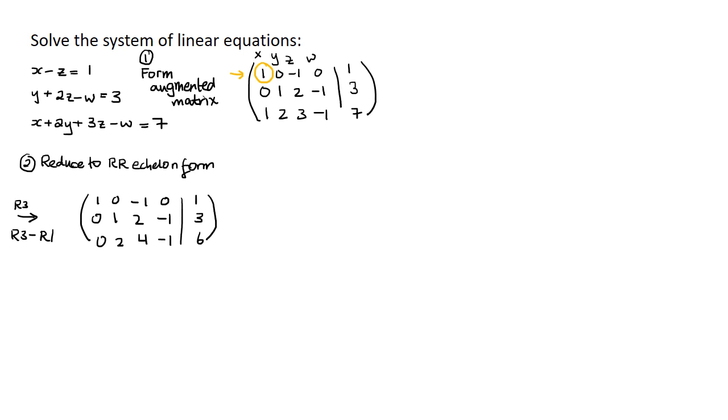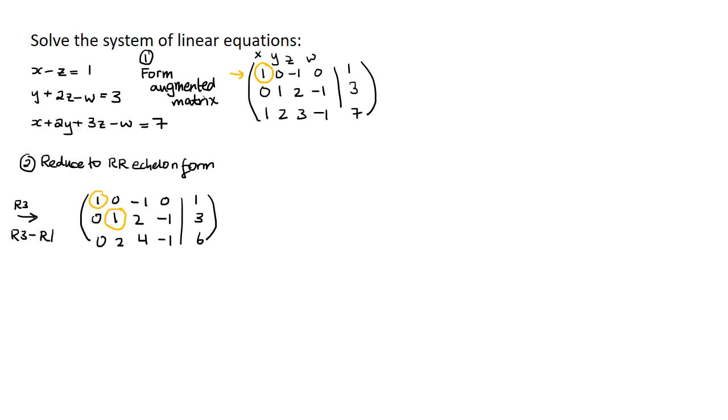Okay, so this is our new row 3. You can see that we've subtracted off the corresponding entry in row 1 from each entry in row 3. And this includes the augment. So we get 6 from taking 7 minus 1. All right, so this first leading entry is done. We have all zeros below it. Now we move on to the next row.